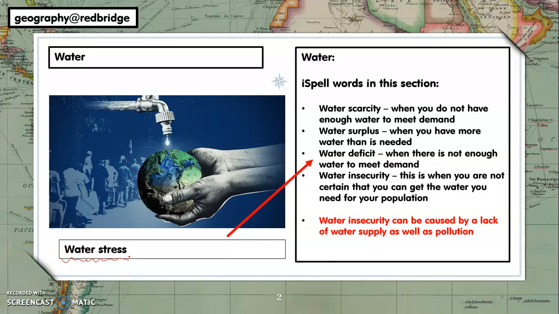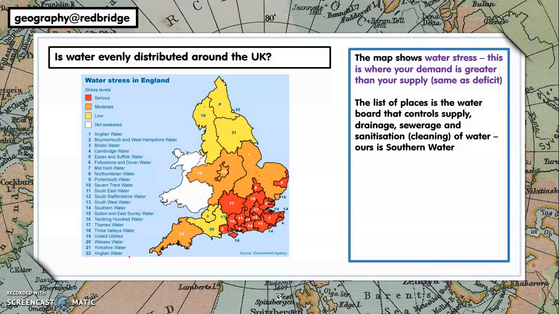If you can't turn the tap on and find that there's water there, or there's going to be difficulty getting it to you, then that is going to create some stress for you. So we're going to be using that term water stress today. The first thing is we're going to be looking at how water is distributed around the UK. The map, as I've said up here, clearly shows water stress. Just to reiterate, water stress is where your demand for water is far greater than your supply.